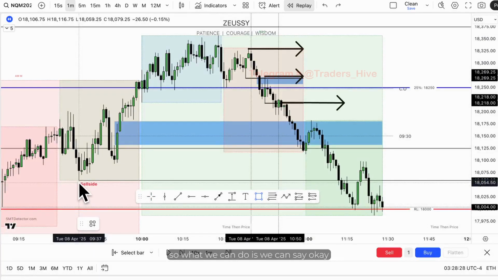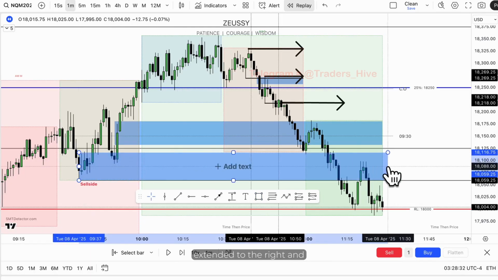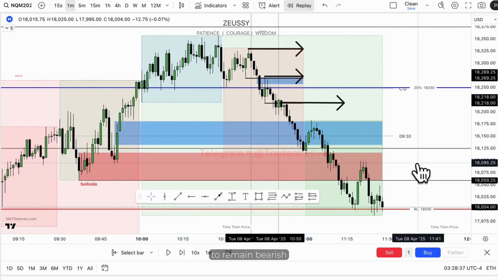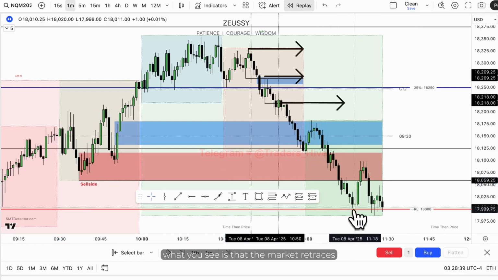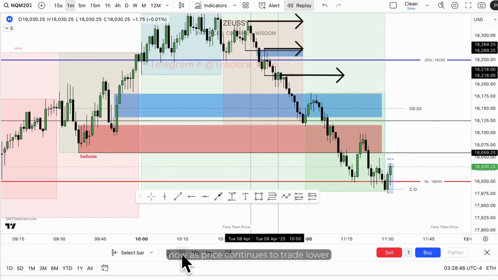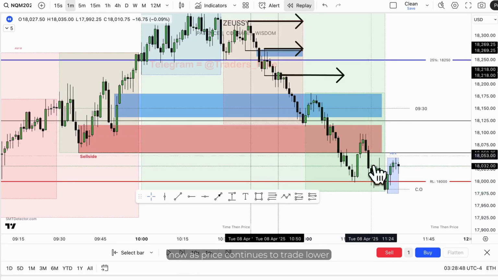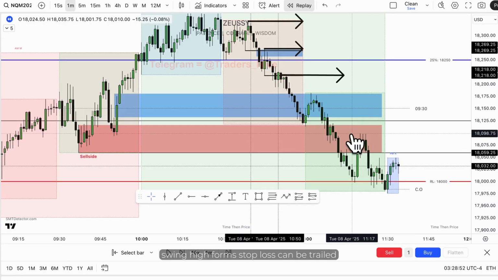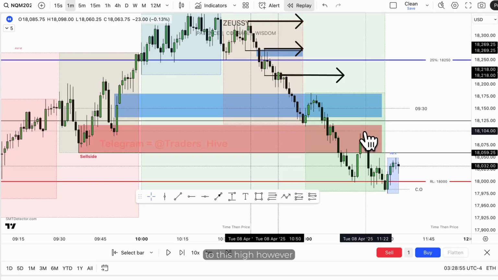So what we can do is say, okay, this down close candle, this low, can be extended to the right and should function as resistance on price in order for the underlying order flow to remain bearish. What you see is that the market retraces into that down close candle, into the low of 930 to 10, and eventually continues expanding lower. Now, as price continues to trade lower like this, what you can do is say, okay, once this swing high forms, stop loss can be drilled to this high. However, when the 18,000 price level gets met, that's usually already a good level to get out.